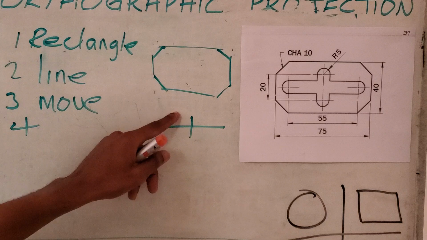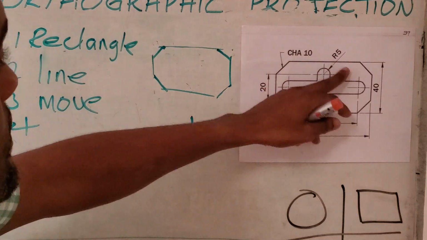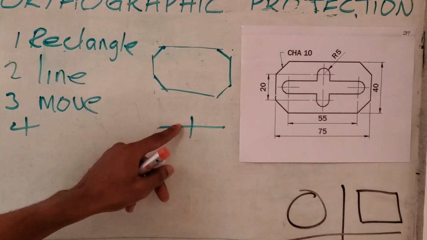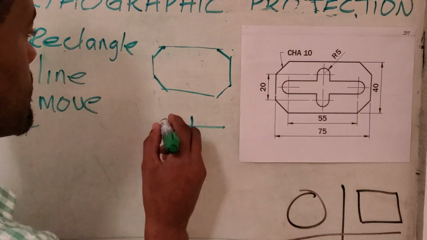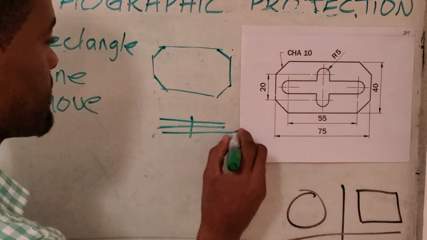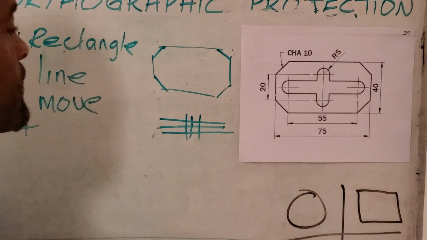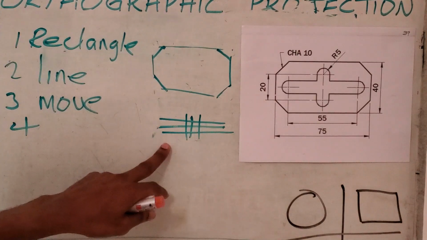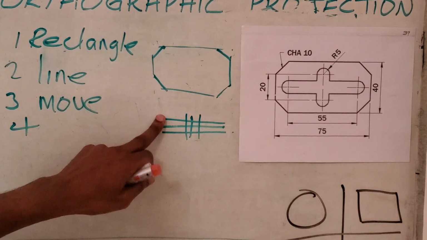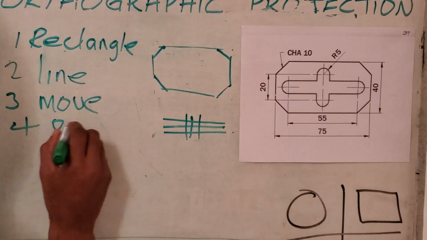You could offset this up by, this distance is 5. So you would offset this up by 5, offset by 5, offset by 5, offset by 5, and offset by 5 again. And the next step is offset.